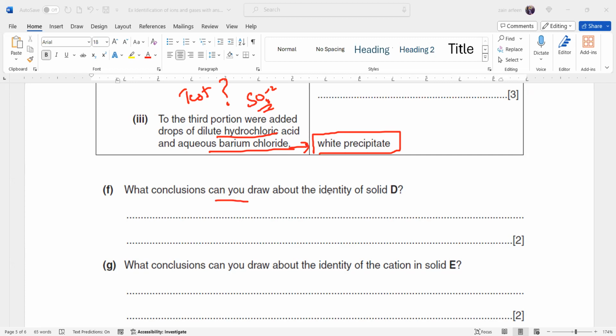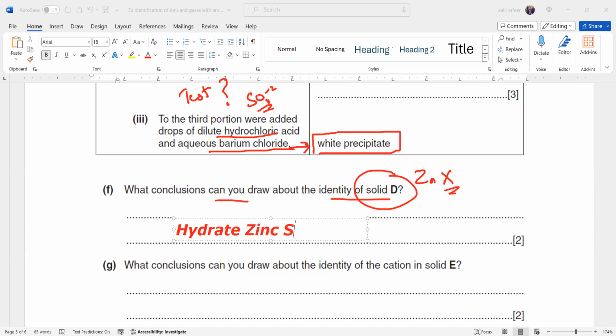What conclusion can you draw about the identity of solid D? They already mentioned solid D was a zinc salt. So what else is present with the zinc when we tested that? Sulfate ion is there. So it's a zinc sulfate. It does not have any transition metal. And another thing, it is a hydrated salt. So it is hydrated zinc sulfate.